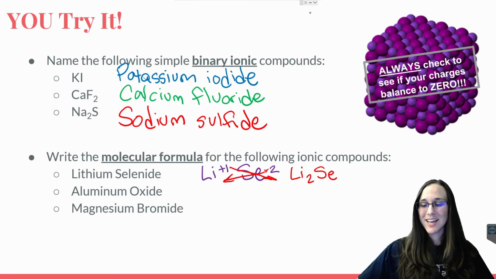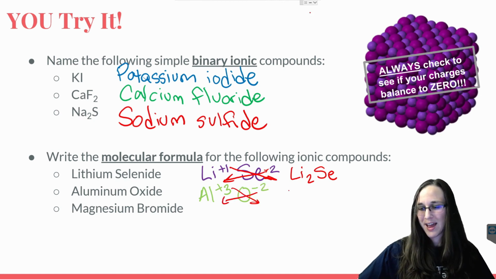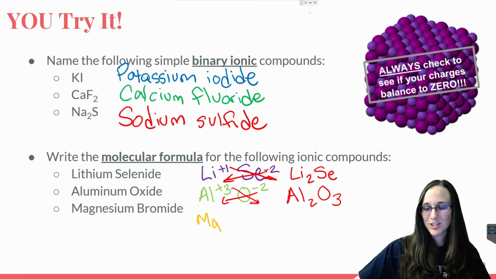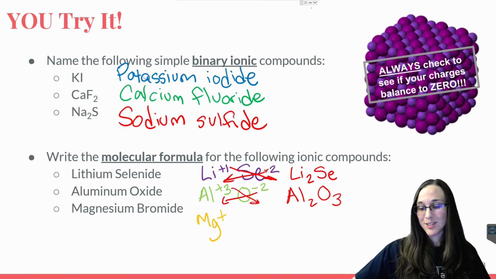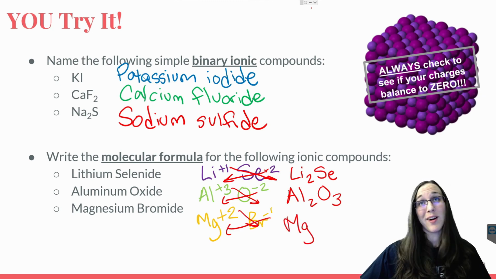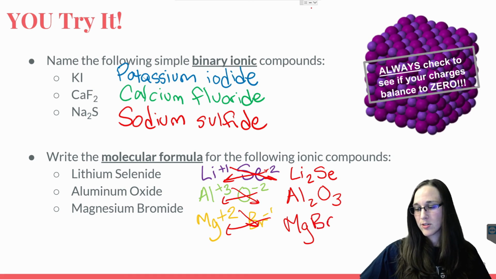We have aluminum oxide. Aluminum is Al, and that has a +3 from the periodic table. Oxide is oxygen. It has a -2. Drop and swap. We have Al2O3. And last, we have magnesium bromide. Magnesium is Mg. Magnesium has a +2 charge from the periodic table, and bromide or bromine is Br, and it has a -1 charge. If we drop and swap those two numbers, we end up with Mg1, again just leave off the 1, and Br2.